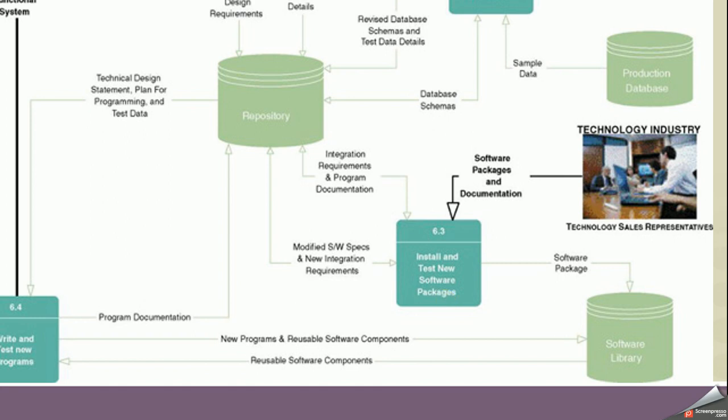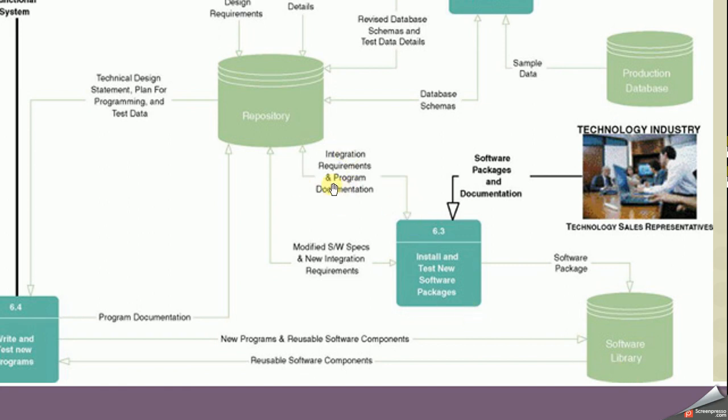We have discussed in the previous chapters also that there are two types of software in the organization. Some of the packages are purchased from the vendors, the technology industry, you can see here. So this task applies to the purchased software, the commercial off-the-shelf solution. We have talked about them, COTS, commercial off-the-shelf systems. So we get the software packages and documentation from the technology industry. These packages are stored in the software library.